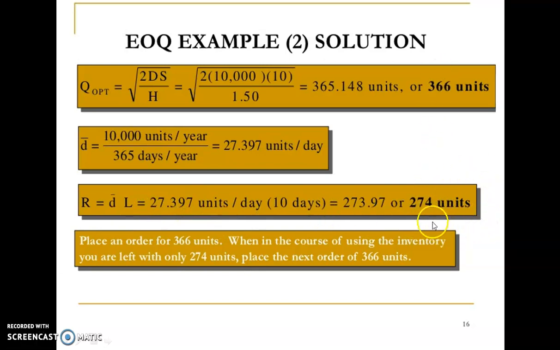In 10 days, the 366 units will be consumed. That is the units consumed in one day. So in 10 days, 274 units will be consumed, and it will come to 0 on that day, on the tenth day, and at that time the material will arrive. So this is the reorder point. You have to place the order 10 days before. But the rule is, whenever the quantity reaches 274 units, you have to place an order.